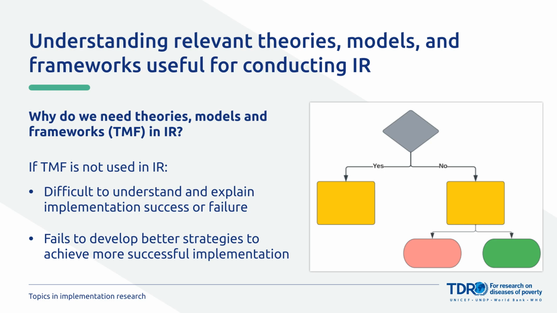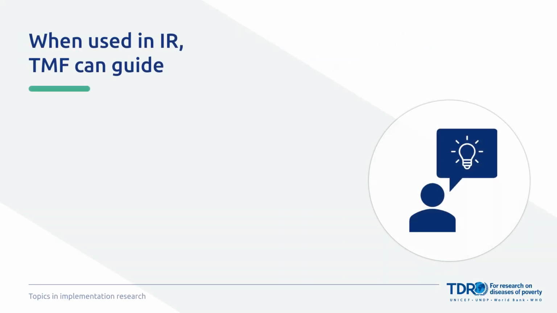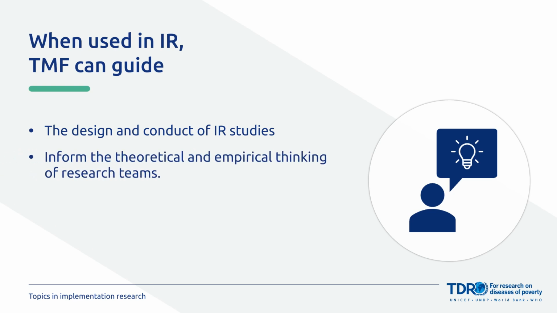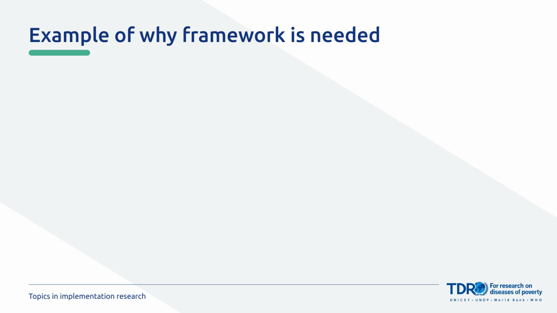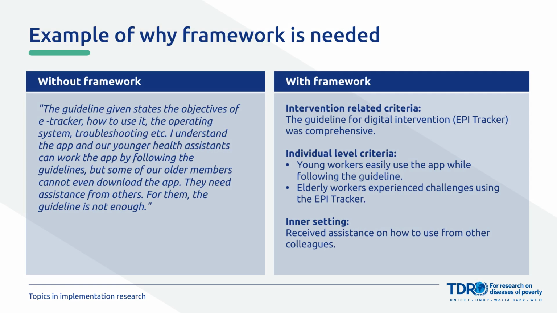for successful implementation. When used in implementation research, theories, models, and frameworks can guide the design and conduct of implementation studies, inform the theoretical and empirical thinking of research teams, aid interpretation of findings, and guide all phases as research findings are transferred into policy and practice. Let's look at an example of why we need theories, models, and frameworks in implementation research. We will use this same example throughout the chapter to illustrate the different sections.